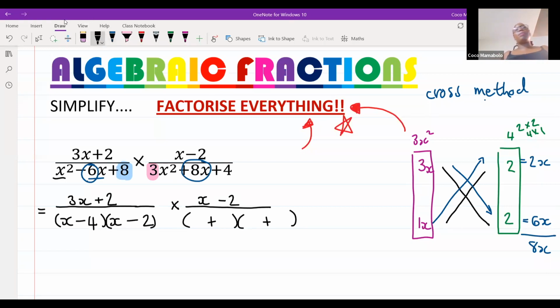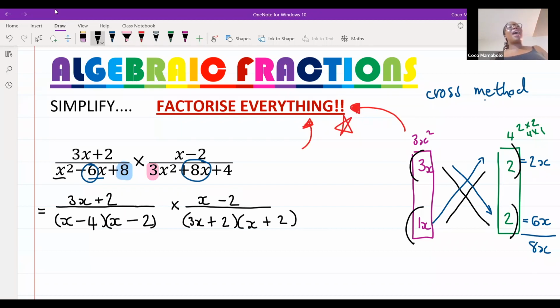So I know if I'm looking at it like this, this is exactly how I'm going to write my brackets. I'm going to write that in my first bracket, and I'm going to write that in my second bracket. And that's how I put it back into my calculation. I'm going to put 3x plus 2, and I'm going to put x plus 2. 1x is the same as x, so 1x plus 2, or x plus 2.